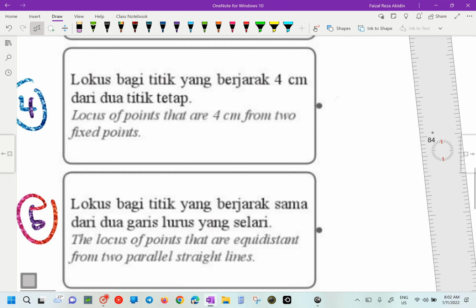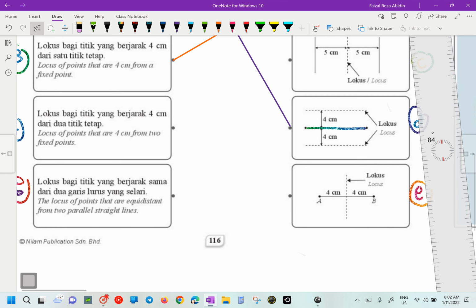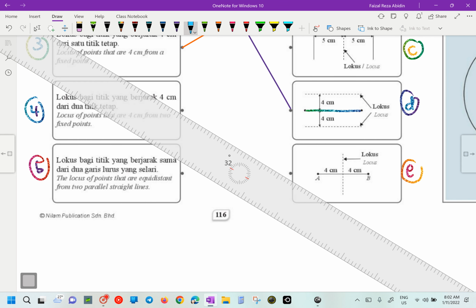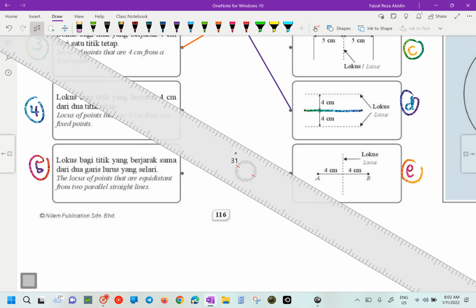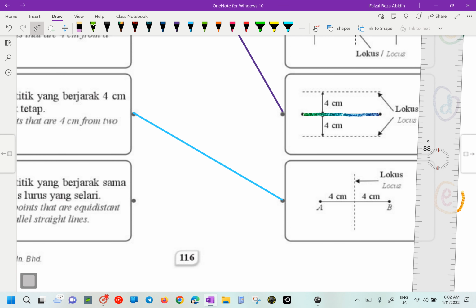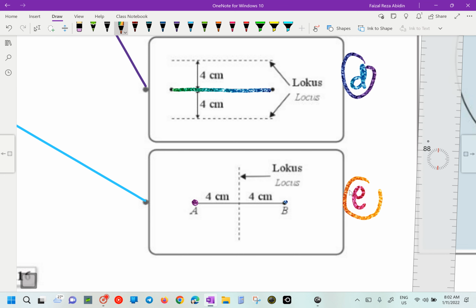Number four. Locus of point that are 4 centimeters from 2 fixed points. Just now, where 2 fixed points? E. Yes, we are going to have our answer at E there. 2 fixed points, right? We are going to have perpendicular. Remember, if one straight line, a parallel line. 2 points, you are going to have over here a perpendicular. This one, 2 points. Okay, 2 points here.